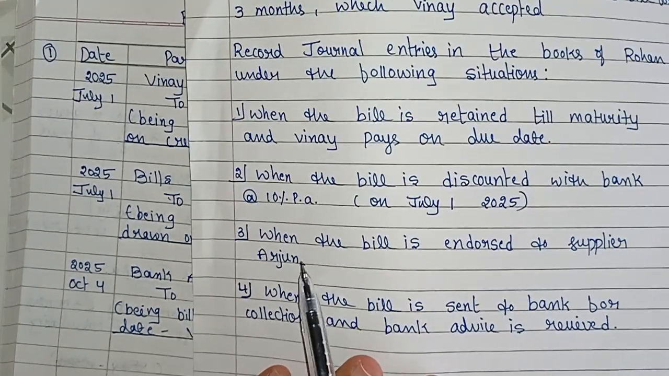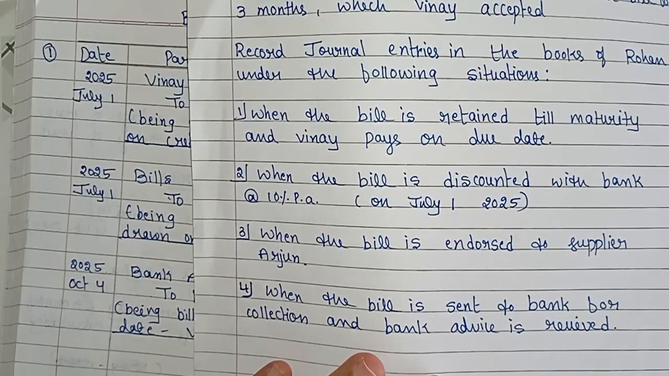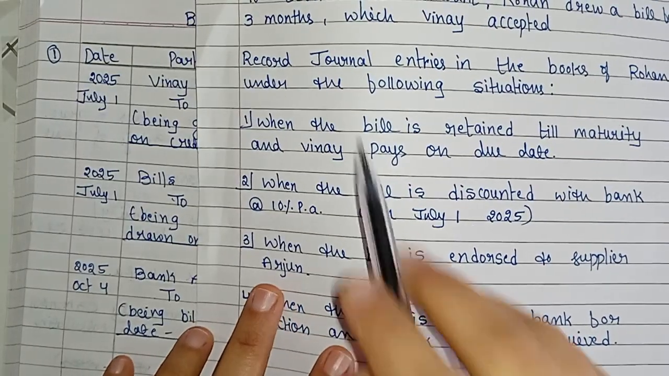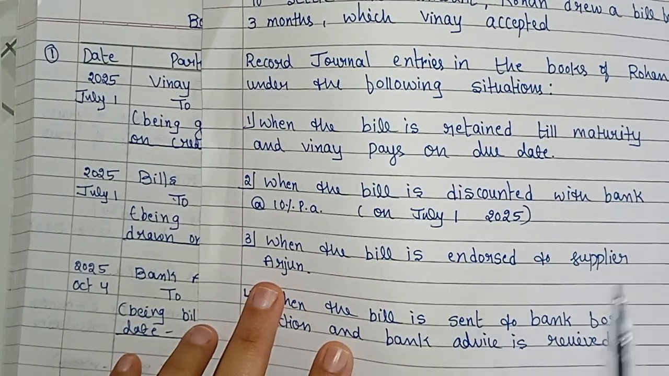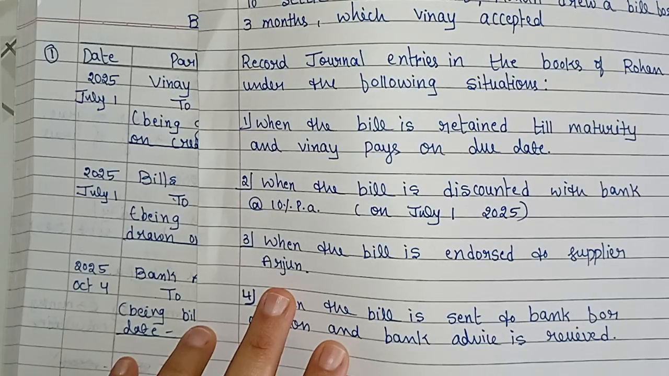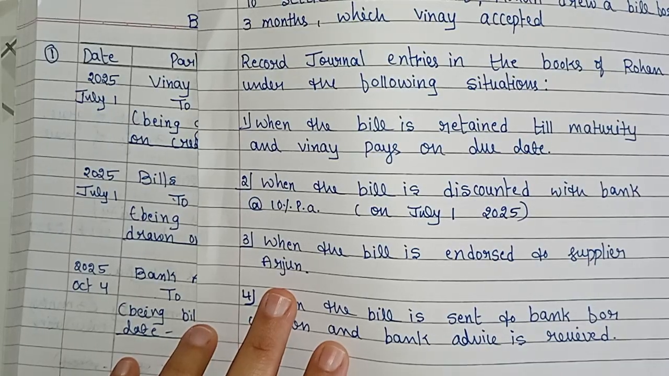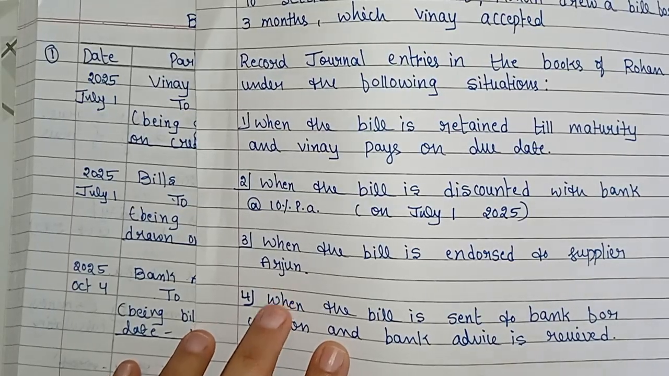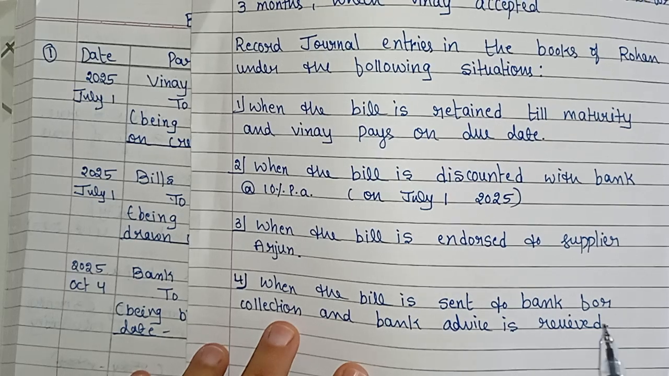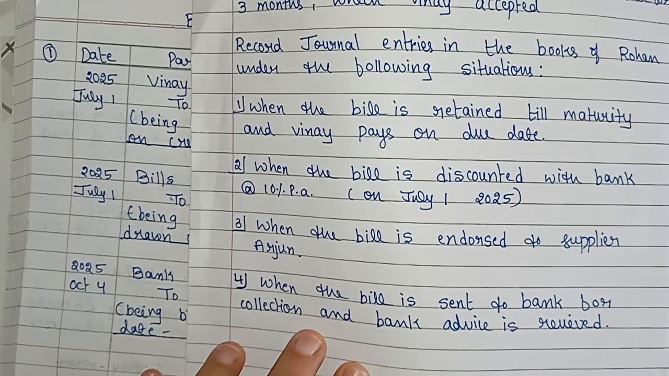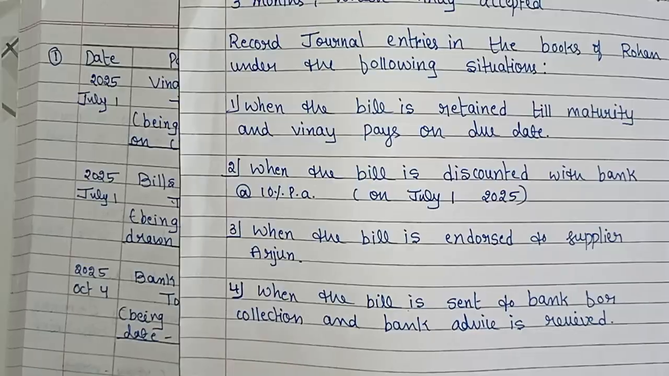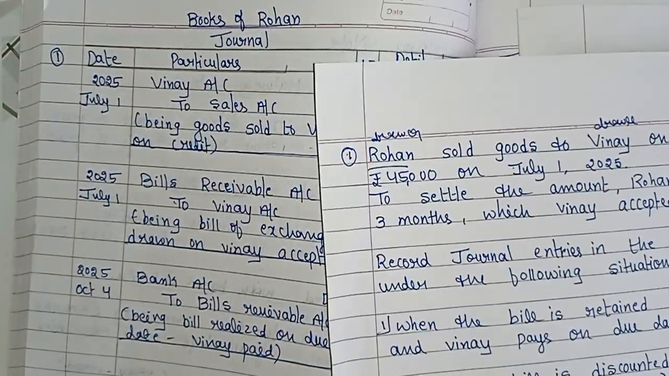And the third situation is the bill is endorsed to supplier Arjun. Rohan endorsed the bill to supplier Arjun. Now Vinay has to pay the amount to the holder of the bill. In this case Arjun is the holder of the bill, so he has to pay the amount to Arjun only. Clear? And the fourth situation is the bill is sent to bank for collection and bank advice is received. This is not endorsement and this is not discounting. Rohan just sent the bill to the bank for collection. That's it. Now let's solve the problem.